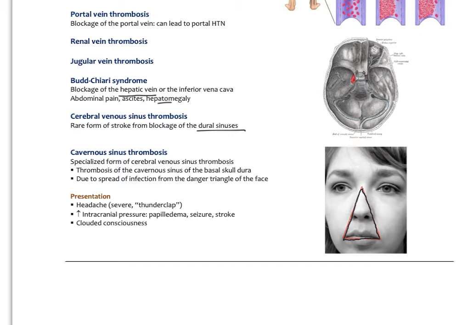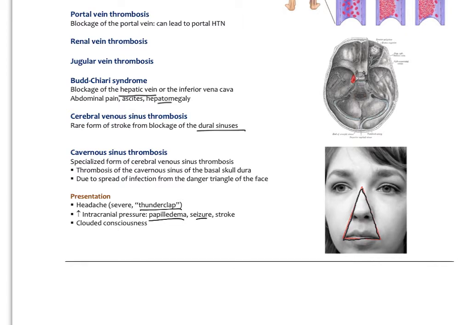And this thrombosis will essentially block the venous drainage from this area, and I don't have a picture of it here, but basically that'll compress the pituitary and all the structures around it there, and that can cause severe headache. We call that a thunderclap headache, like a headache out of the blue, but extremely severe. That can result in increased intracranial pressure, resulting in papilledema, which is the characteristic sign in the retina if you do a fundoscopic exam of increased intracranial pressure, seizure, stroke, and then cloudy consciousness.